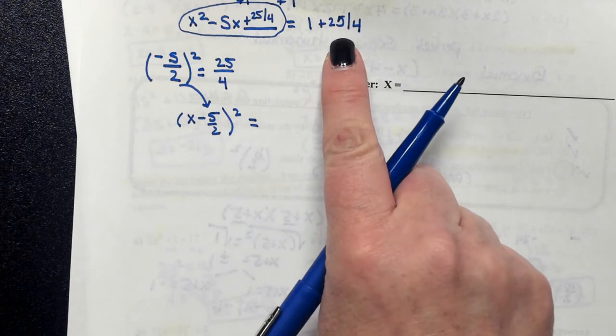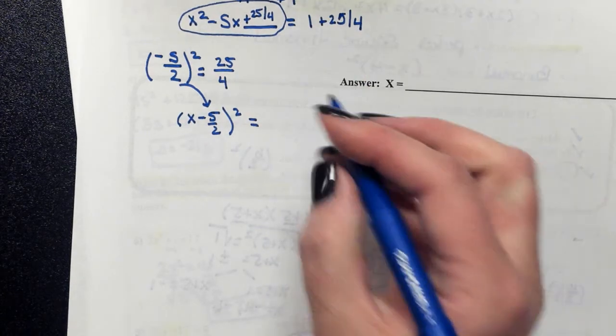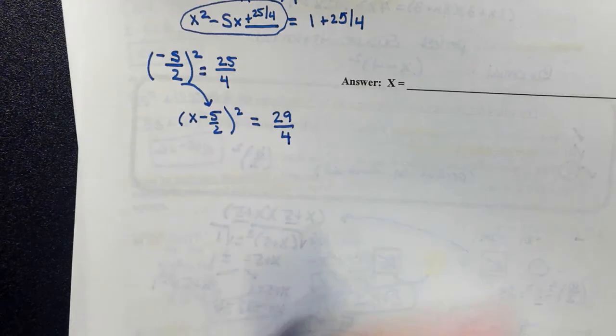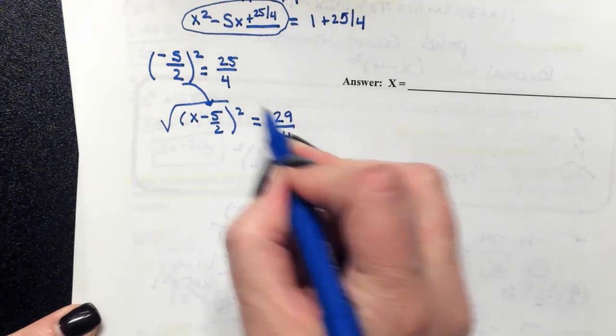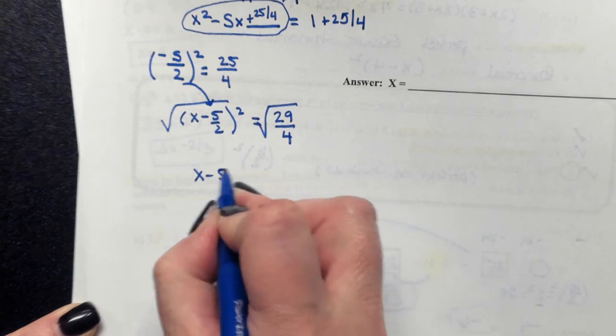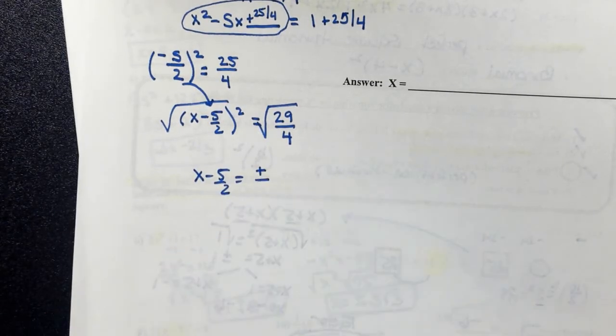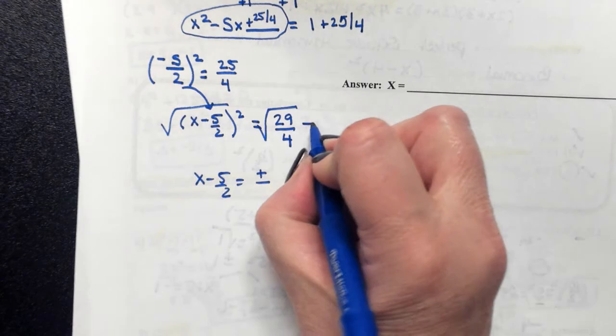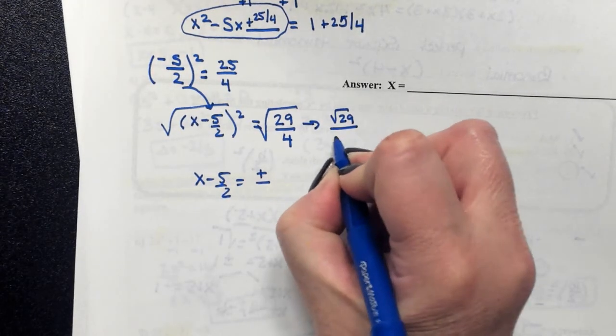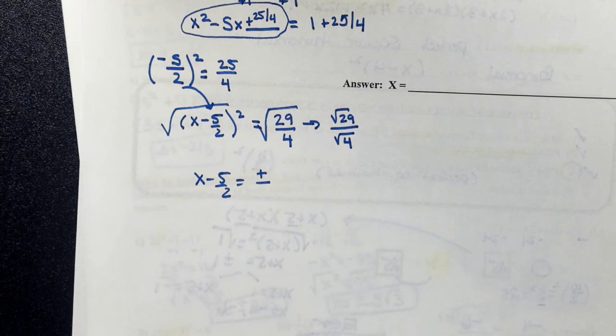Now, what is 1 plus 25 over 4? 29 over 4. So now get rid of the square. What are you going to do to both sides? You're going to take the square root. So x minus 5 over 2 equals plus or minus. Remember, when you have a fraction under a radical, which we were dealing with back in the first semester, you take the square root of the numerator, and you divide it by the square root of the denominator. Can you simplify square root of 4? Yes, that's going to give you a 2.